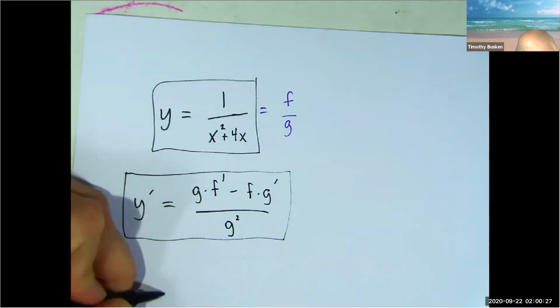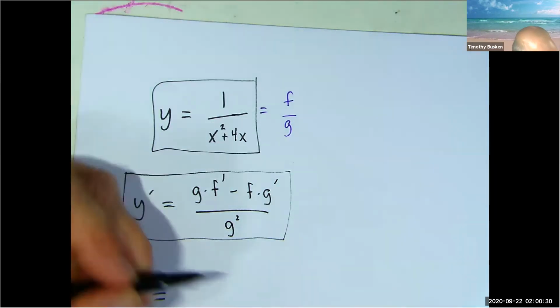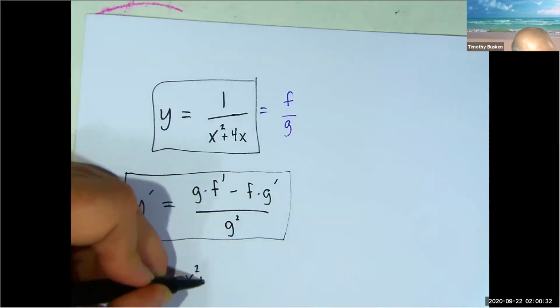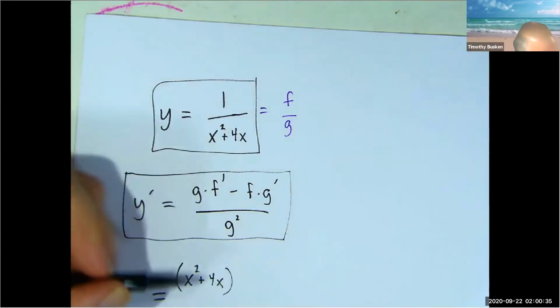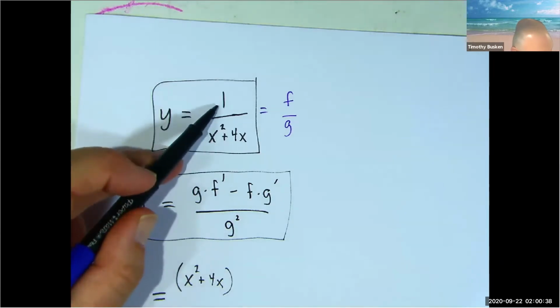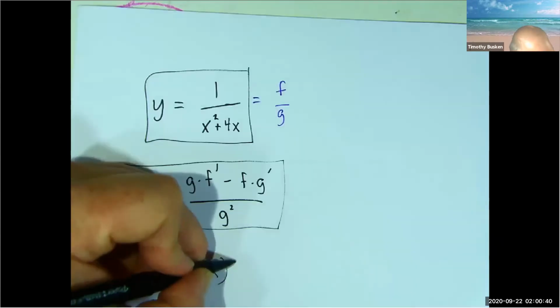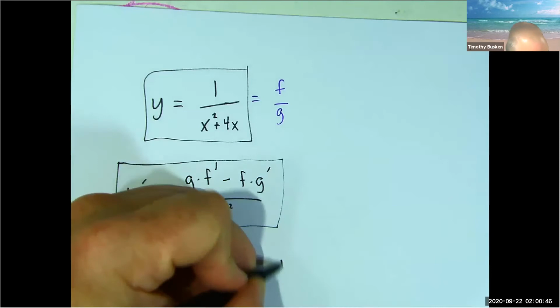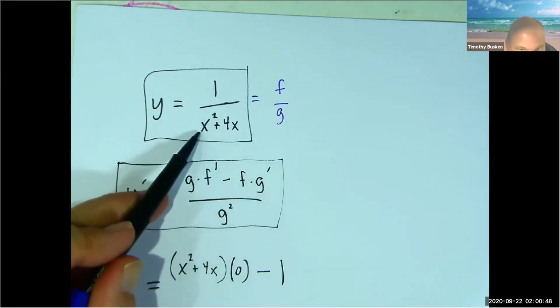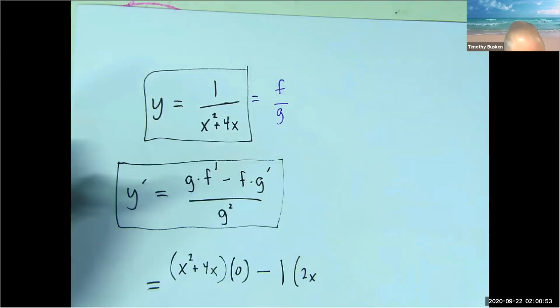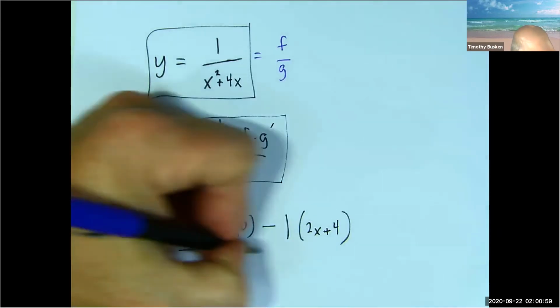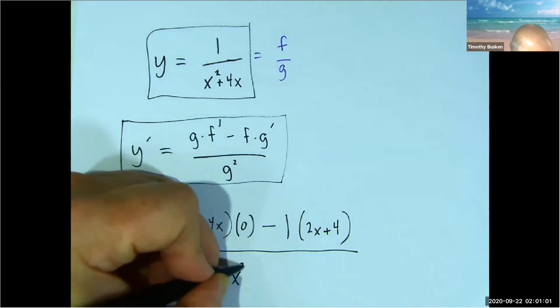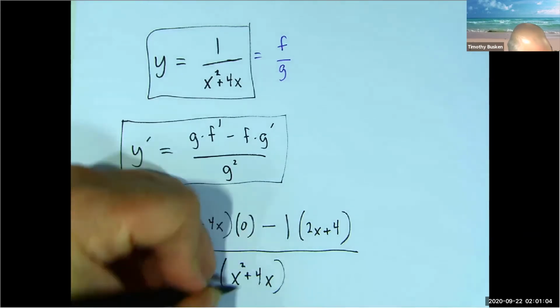So let's go ahead and write the right-hand side of this. That's going to be x squared plus 4x times the derivative of 1. What's the derivative of 1? It's 0. And then minus f, or minus 1, times the derivative of x squared plus 4x. What's that derivative? I'm getting 2x plus 4. And that should all be over g squared, so x squared plus 4x quantity squared.